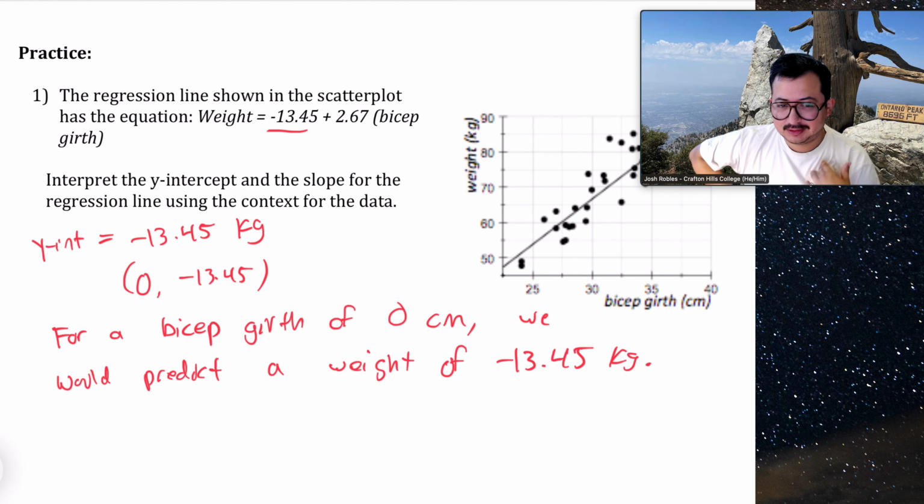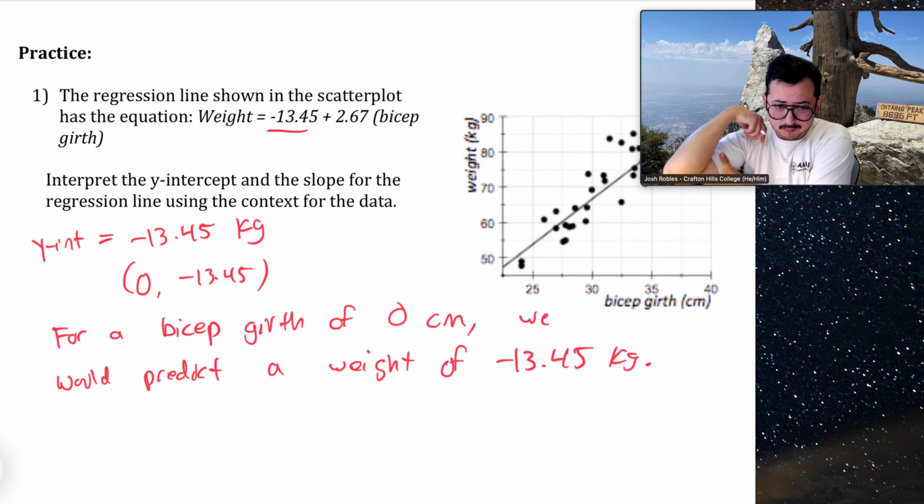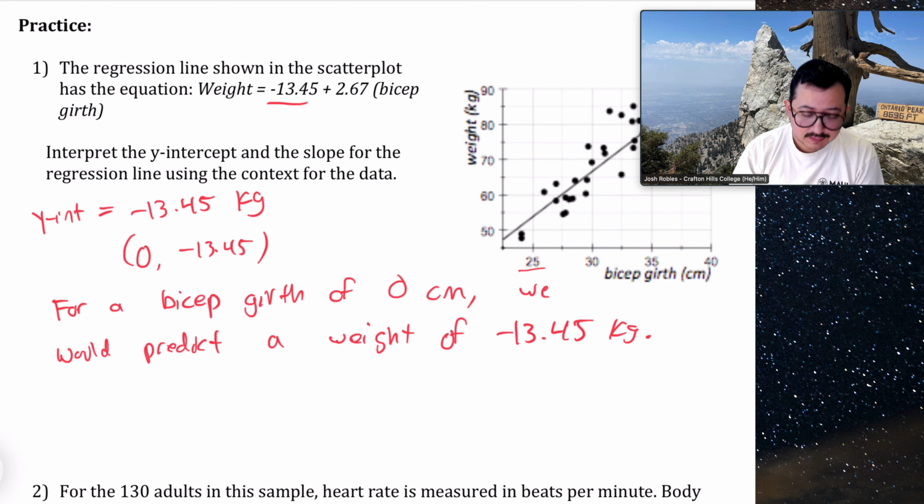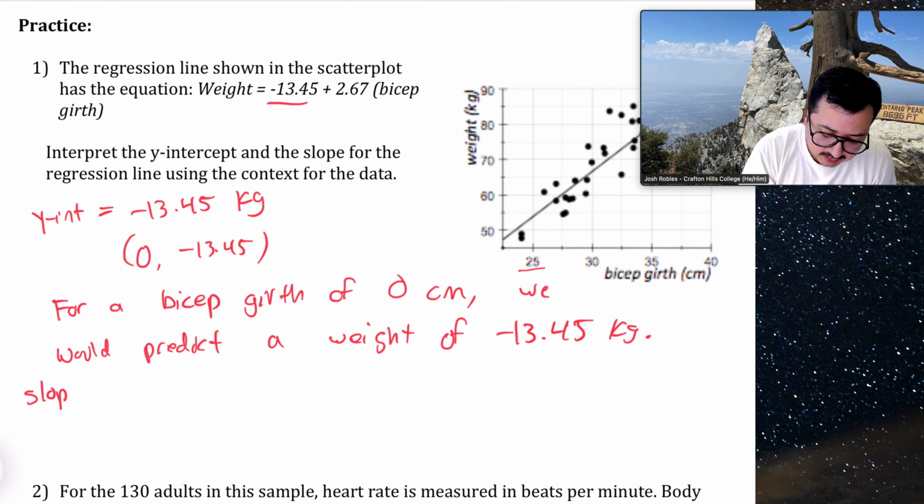So there's two terrible things with this. One, the weight is negative. You can't have a negative weight, and you also can't have a bicep size of 0. If your size is 0, you have no biceps, you have no arms. And presumably someone with no arms is not included in this data set. As you can see, the smallest bicep size is only a little smaller than 25. So this one is not useful, but this sentence in context really helps us determine that.